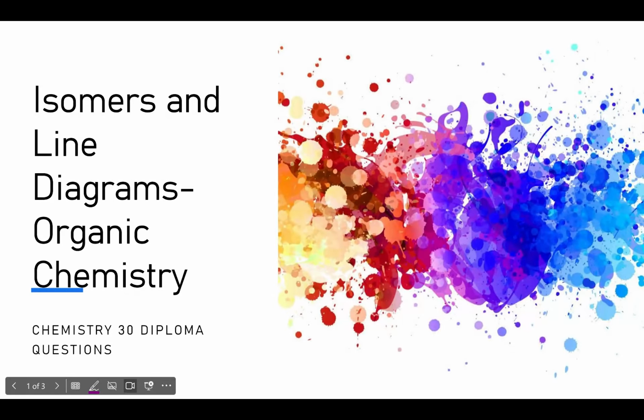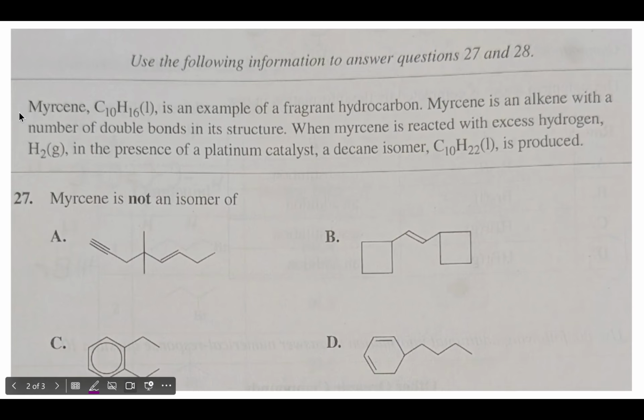Okay, so here is a couple old diploma questions once again. This one deals with isomers and in particular isomers with line diagrams. So going on from our organic chem unit, we have some information about our compound C10H16, and sometimes you don't know if the rest of this is helpful or not, but the rest of this doesn't really matter.